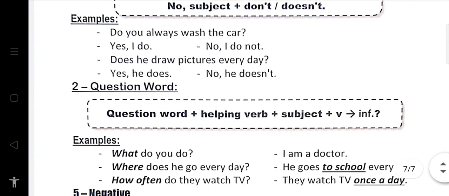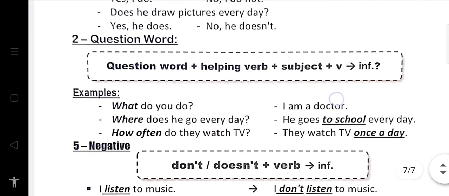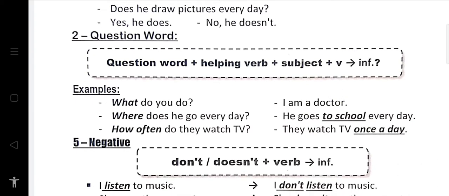The other kind of question, which is a question with a question word. Question word, then we will add do or does, then the subject and the infinitive. Example: what do you do? I'm a doctor. Where does he go every day? He goes to school every day. How often do they watch TV? They watch TV once a day.